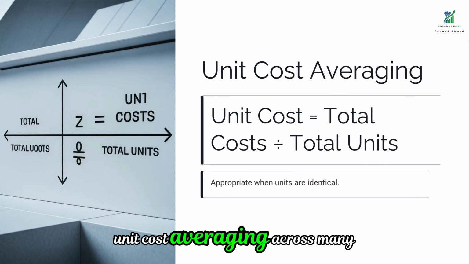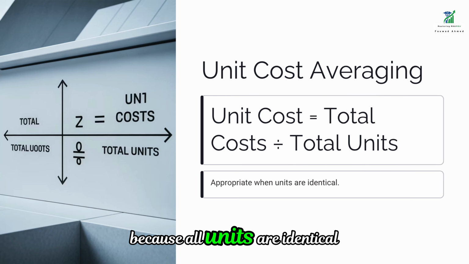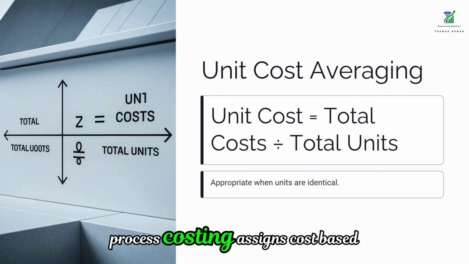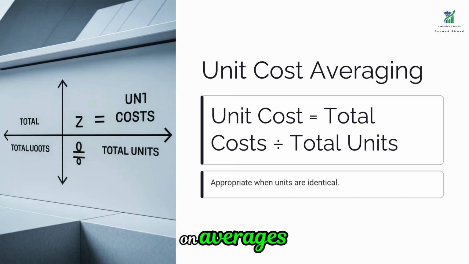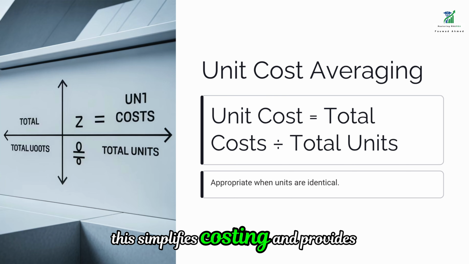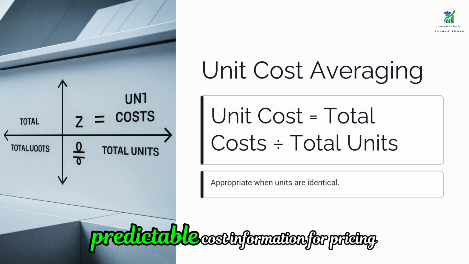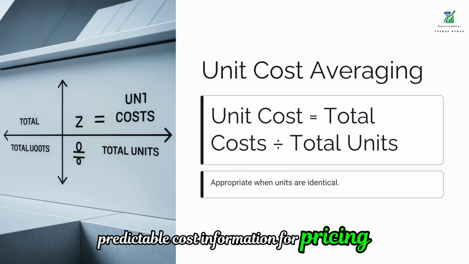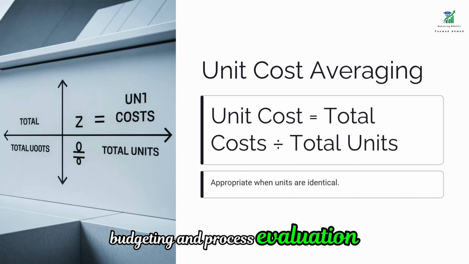Unit cost, averaging across many units. Because all units are identical, process costing assigns cost based on averages. Unit cost equals total costs divided by the number of units produced. This simplifies costing and provides stable, predictable cost information for pricing, budgeting, and process evaluation.